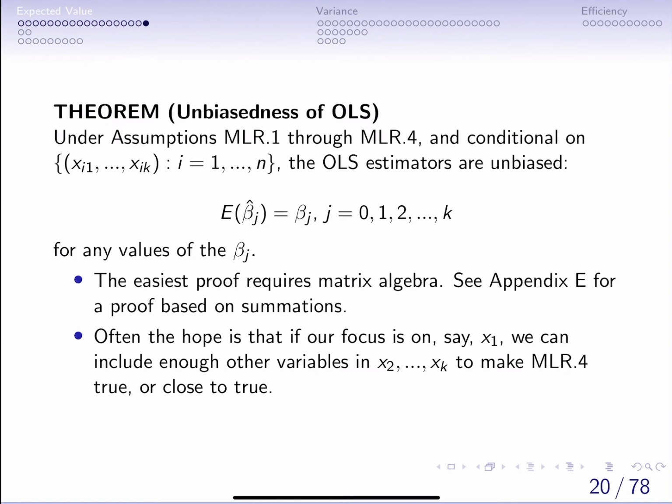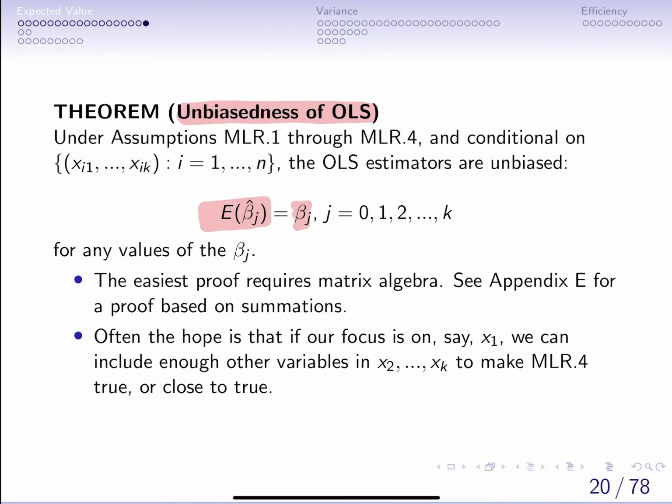So remember that we need the first four assumptions to be satisfied to prove the unbiasedness of our OLS estimators. Which is basically saying that the expected value of beta hat j, the slope coefficient associated with the independent variable xj, equals beta j.